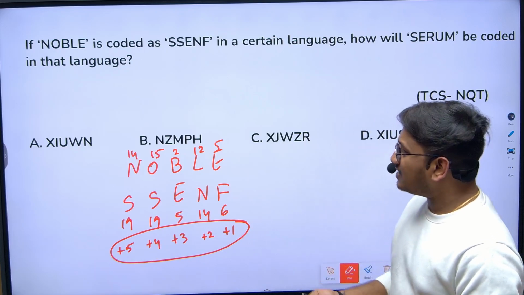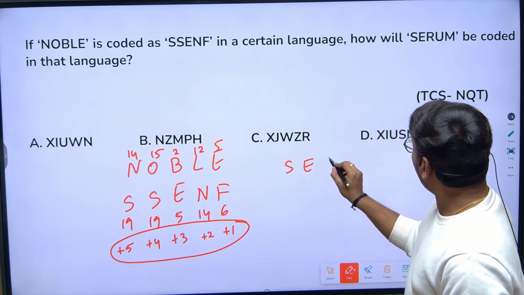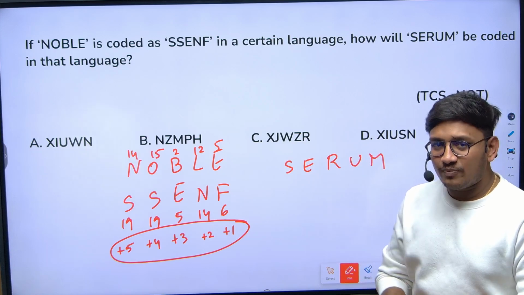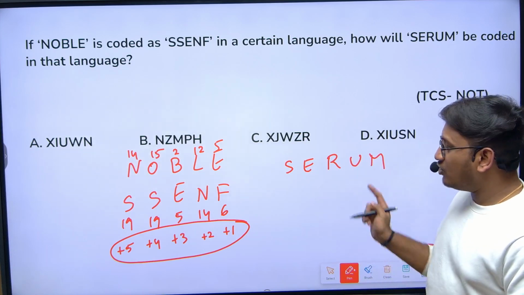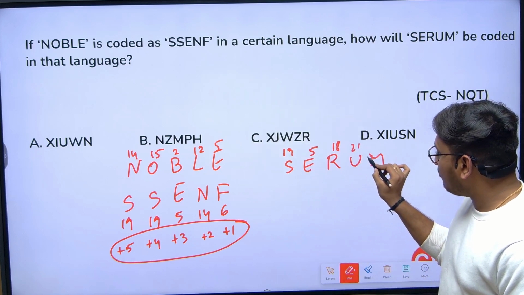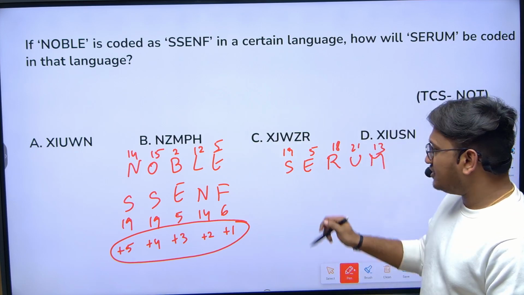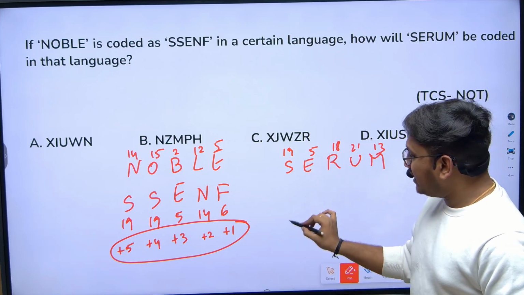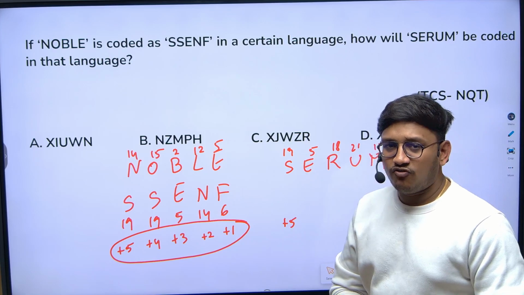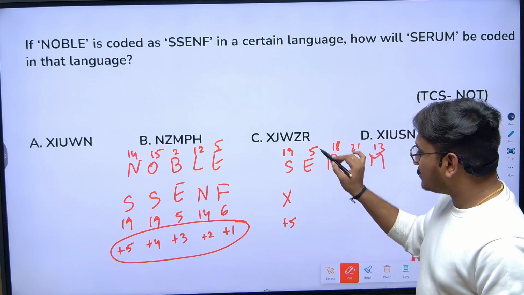Okay, now let's consider what is the word they are asking for. So they are asking for the code for SERUM, right? First you should know the place values of the alphabets in the word SERUM. So 19, 5, 18, 21, 13, right? So you just need to follow the same pattern. So 19 plus 5. What is 19 plus 5? So 24. What's the place value of 24? It is X.